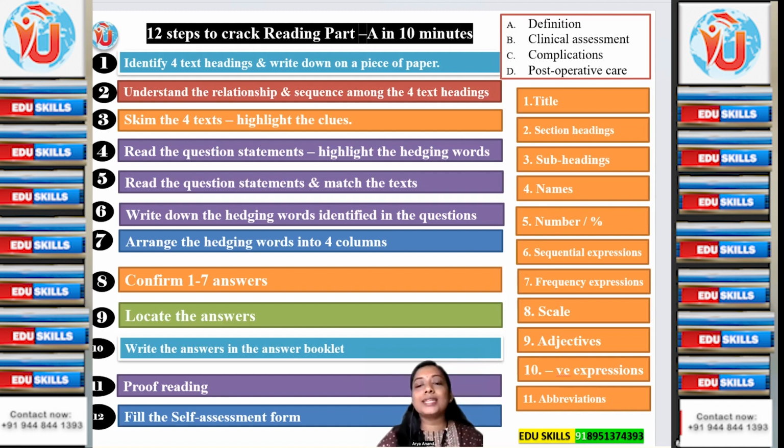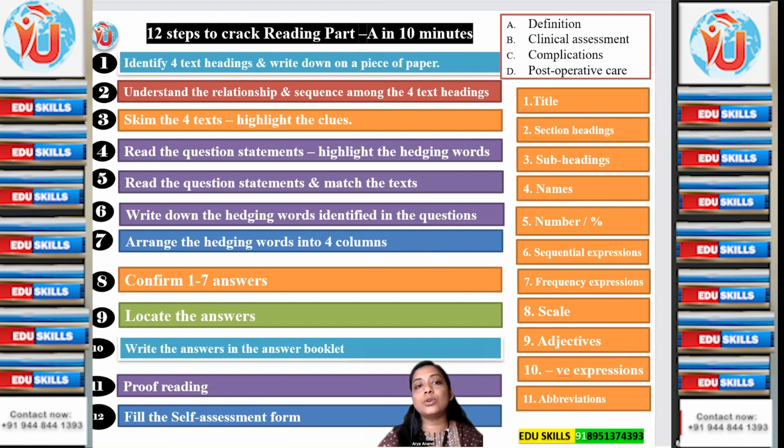If the heading is not there, you can read the topic sentence. Read the first line or first sentence, and you will definitely get an idea of what the paragraph belongs to. So what information does that particular paragraph contain? Read that, and you can give a heading in your own way.